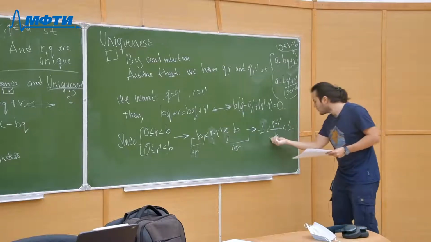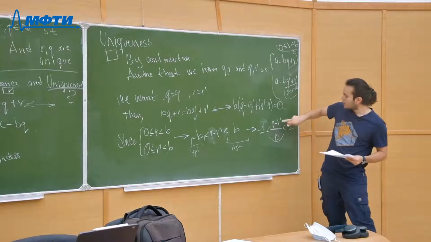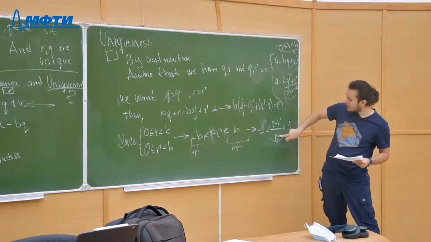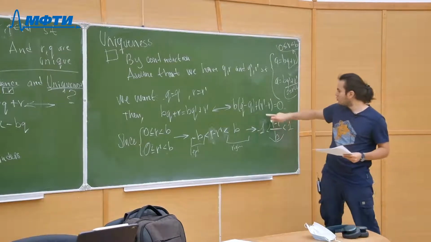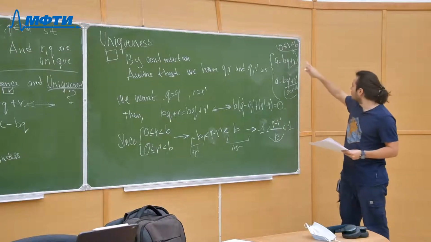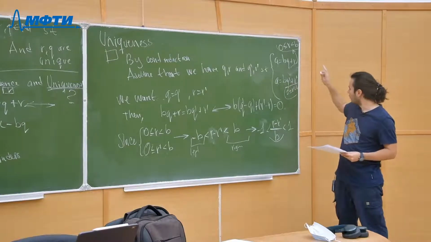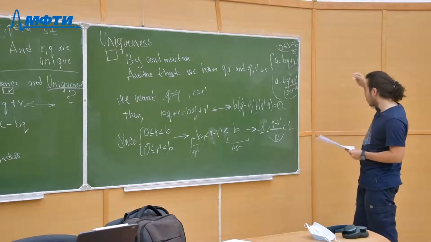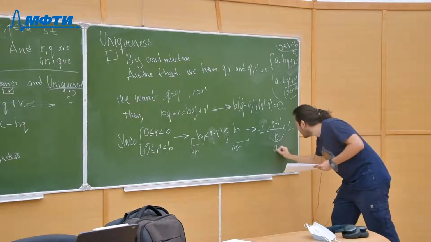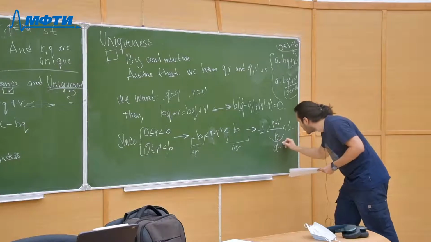And from here, you can see that r minus r prime divided by b is equal to, wait, yes, this is equal to a minus a prime. No, a prime minus a.